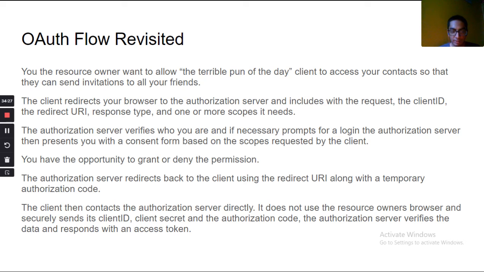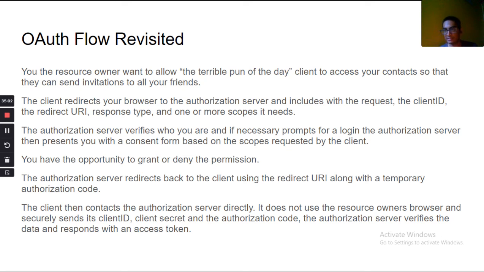On the backend, the client communicates with the authorization server, and it securely sends its client ID, client secret, and the authorization code. The authorization server verifies these three things that the client has sent, which is the client ID, client secret, and the authorization code. And if they're correct, it responds with an access token. Once the three codes are verified, the authorization server sends an access token.